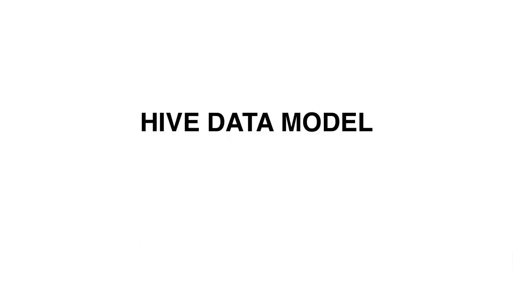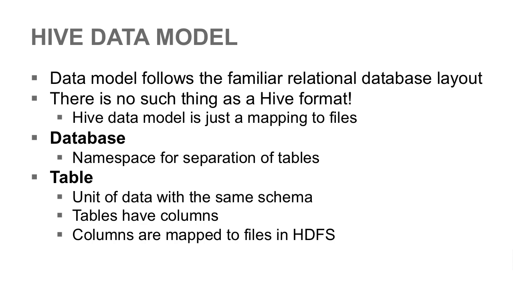Let's see the Hive data model. When we talk about Hive data model, the first thing that we will experience is that data model looks very familiar to traditional relational database layout. In fact, one interesting thing is that there is no such thing as the actual Hive format. The Hive data model is actually just a mapping to files that reside in HDFS. So, in Hive, database is just a namespace for separation of tables. And the table is some unit of data with the same schema, and that follows the familiar format, where the tables have columns, and the columns are mapped to the different parts of files in HDFS.